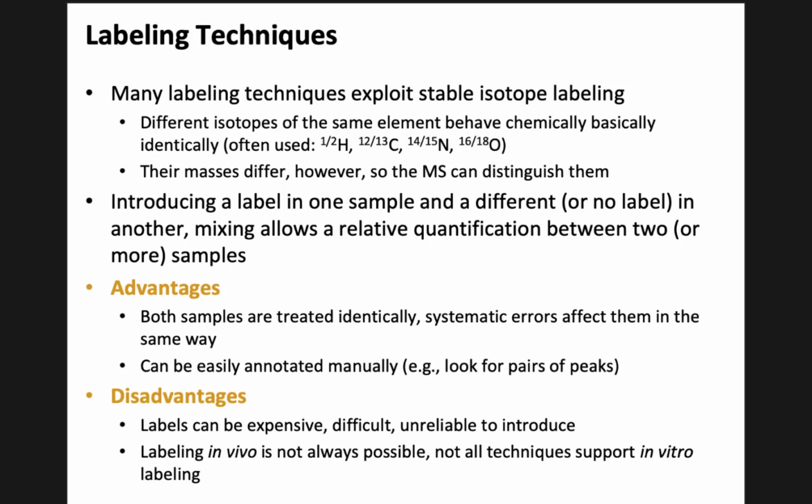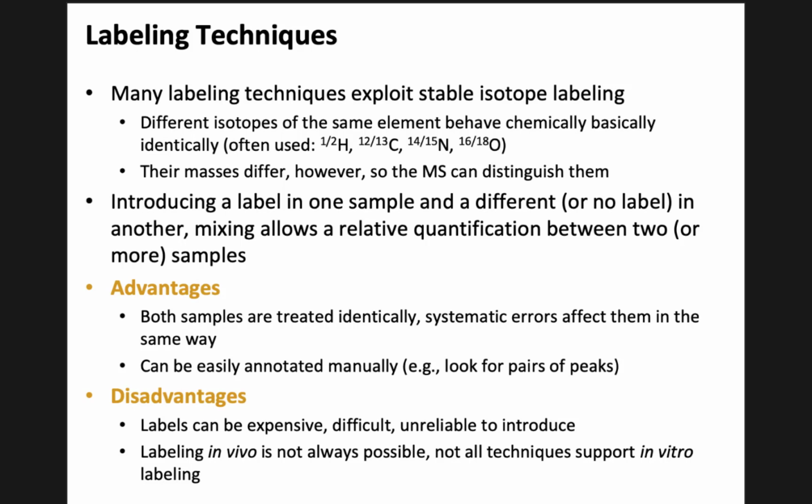The advantage is that you can now reduce the variance, because you treat the two samples identically. That makes it very easy to annotate them, as we will see in a minute. We just look at the spectrum. We have two peaks, and we can see, well, they're basically the same size. There's probably going to be the same amount of that.